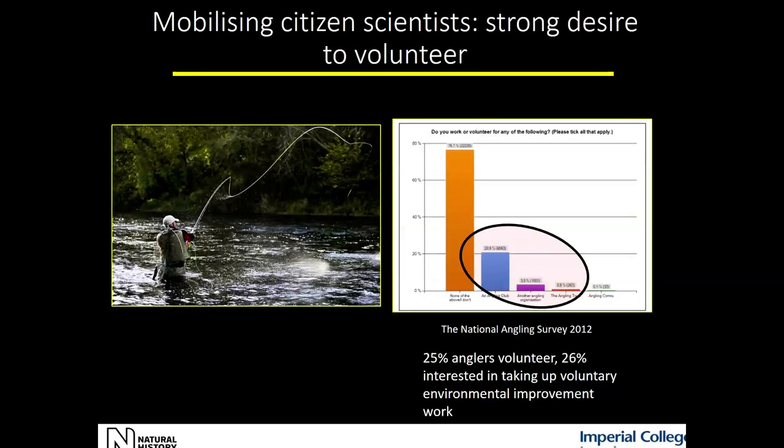Fortunately, rivers are culturally significant, they occupy a place within the landscape, and they have a diverse range of stakeholders: landowners, angling groups, and local environmental groups. These invest a lot of time and effort into river restoration, and are very keen to volunteer in things that will have a beneficial impact on rivers. From the 2012 National Angling Survey, 20% of anglers are already involved in some kind of volunteer work for their fishery, and 26% said they'd be interested in doing some environmental improvement work.